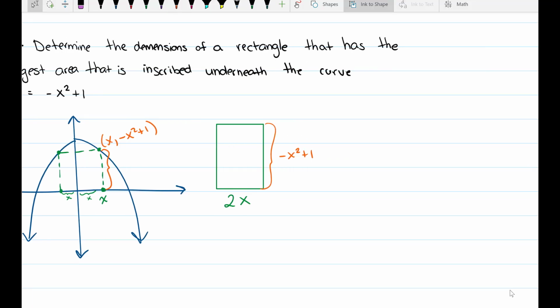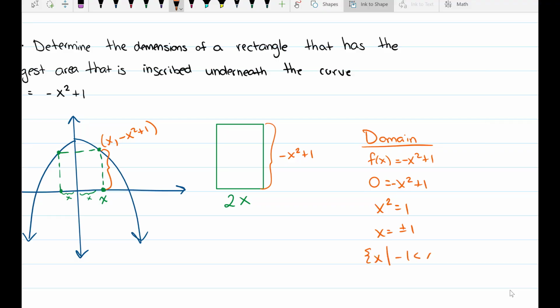So now we need to find the domain. This is important because it tells us when we're all done which answers work and which ones do not. So if f of x is negative x squared plus 1, you set that equal to 0. Negative x squared plus 1 equals 0, and you get x squared equals 1, so x is plus or minus 1. So then the domain is from negative 1 to 1.